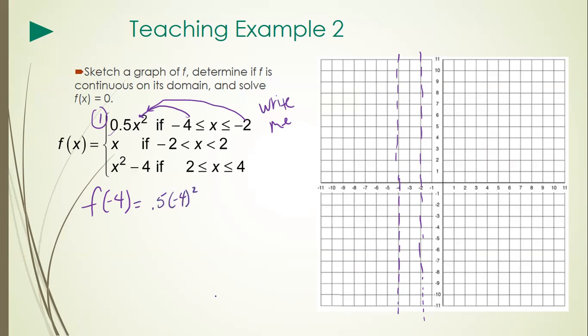F of -4. So what is that? What's -4 squared? That's 16. And what's half of 16? 8. So at -4, I'm going to go to 8, and it's going to be a closed circle. Why is it a closed circle? Because it's equal to. Remember, if it's less than or equal to, it's a closed circle. If it's strictly less than, then it's an open circle. Do you remember those rules?